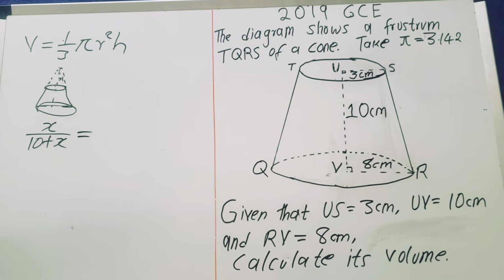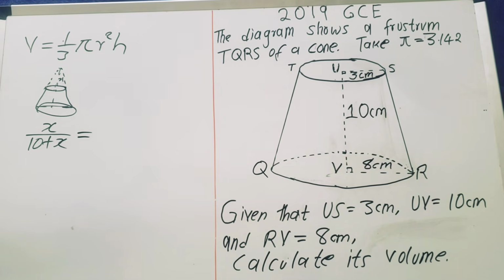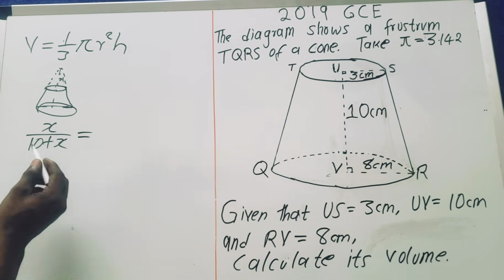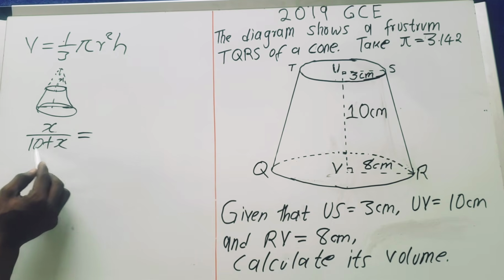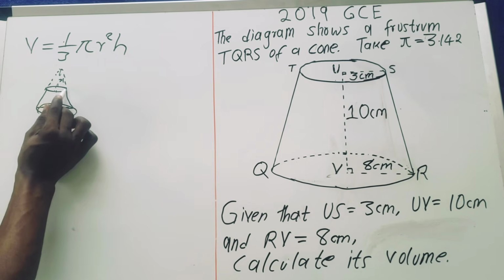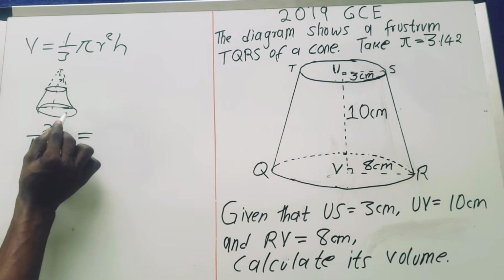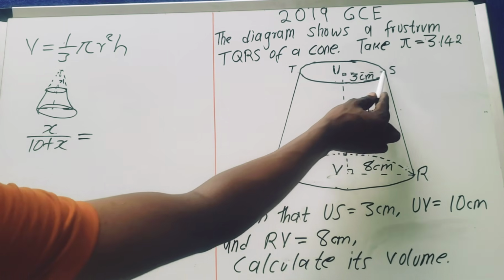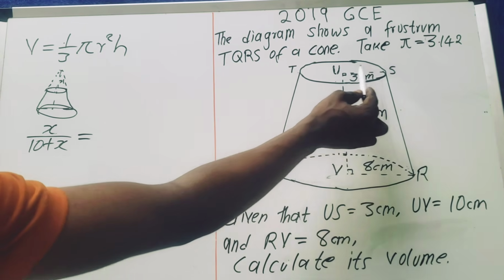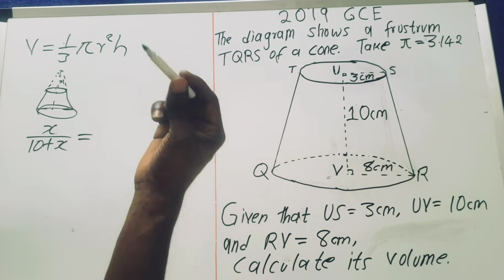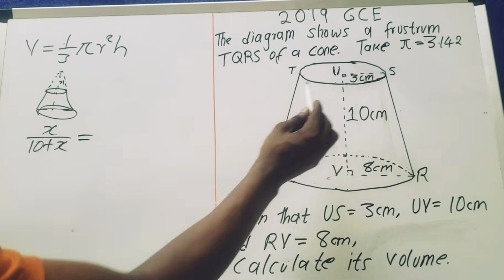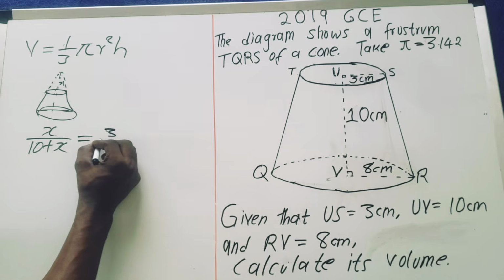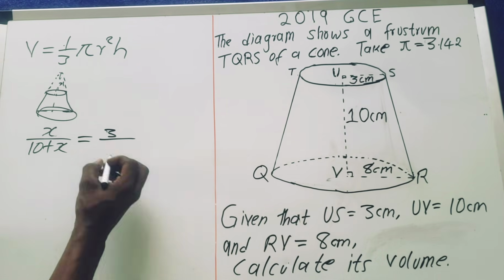Now, since we are looking for this height, we are using similarity and congruence. So height of the smaller cone over total height is equal to radius of the smaller cone over the total radius. From here to here is the diameter, and half of the diameter is the radius. Sometimes they'll give you the diameter, and you have to divide it by 2 to get the radius. But in this case, we've been given the radius of the smaller one as 3 over the radius of the bigger one, which is 8.